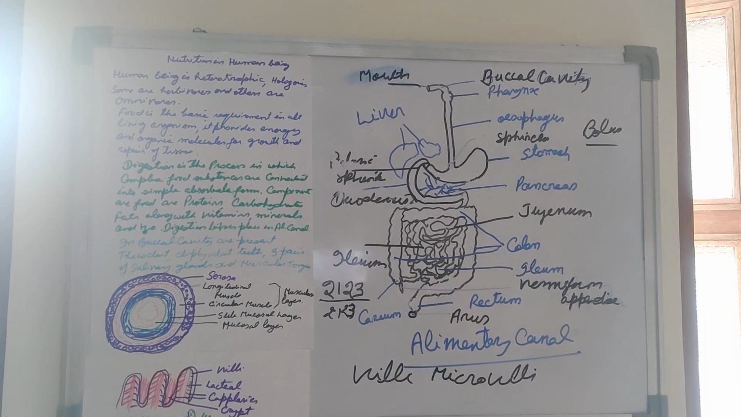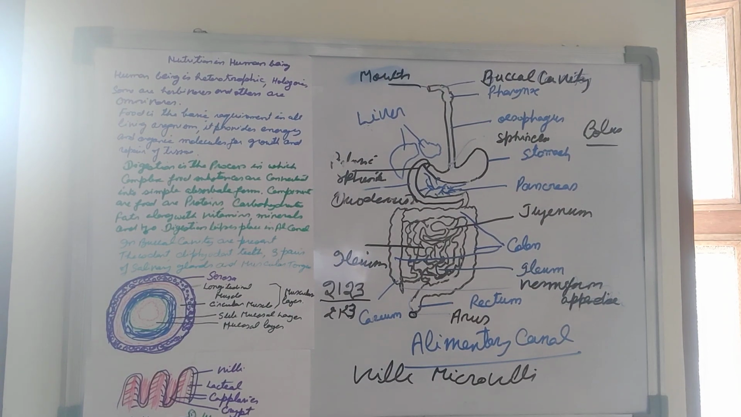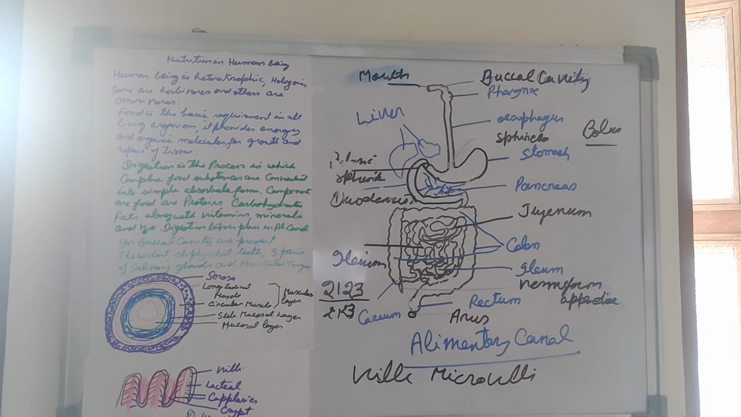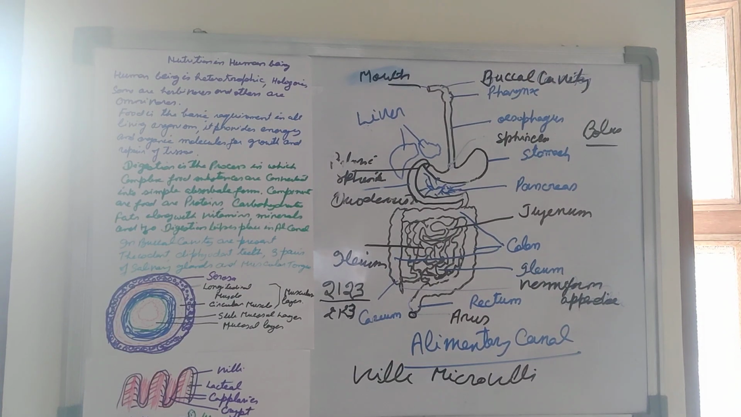So in the esophagus, no digestion occurs. It is only a passage. From the esophagus, food comes into the stomach. The sphincter regulates the passage of food from the esophagus to the stomach, that is the gastroesophageal sphincter. The stomach is a J-shaped structure.